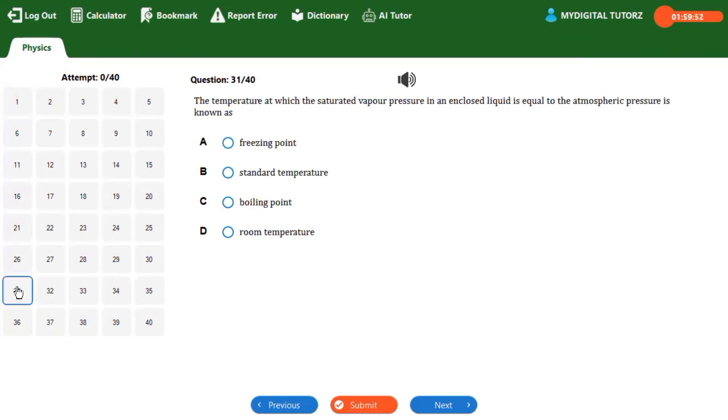Question 31 says, the temperature at which the saturated vapor pressure in an enclosed liquid is equal to the atmospheric pressure is known as A, freezing point, B, standard temperature, C, boiling point, D, room temperature. So the correct answer is boiling point.